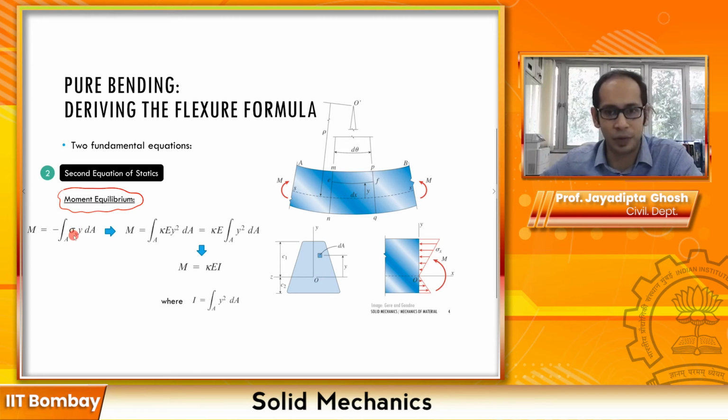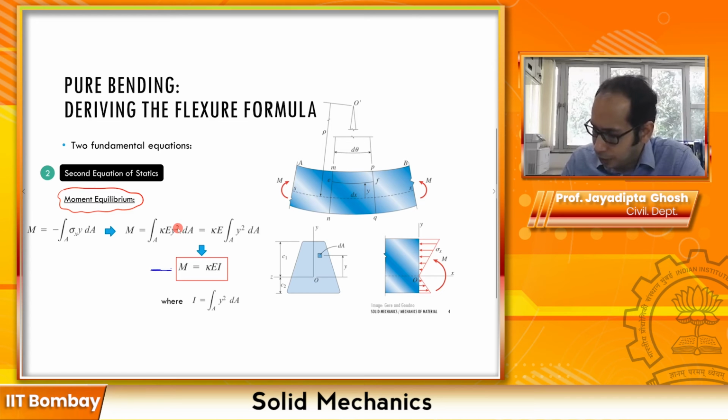sigma x, which we know is minus the modulus of elasticity times the curvature kappa times y, so y becomes y square. Eventually if you simplify, this leads to this particular relationship, and this is important. This will lead us to the flexure formula. This relationship also leads to the curvature kappa, which is 1 over the radius of curvature, equal to M divided by EI.